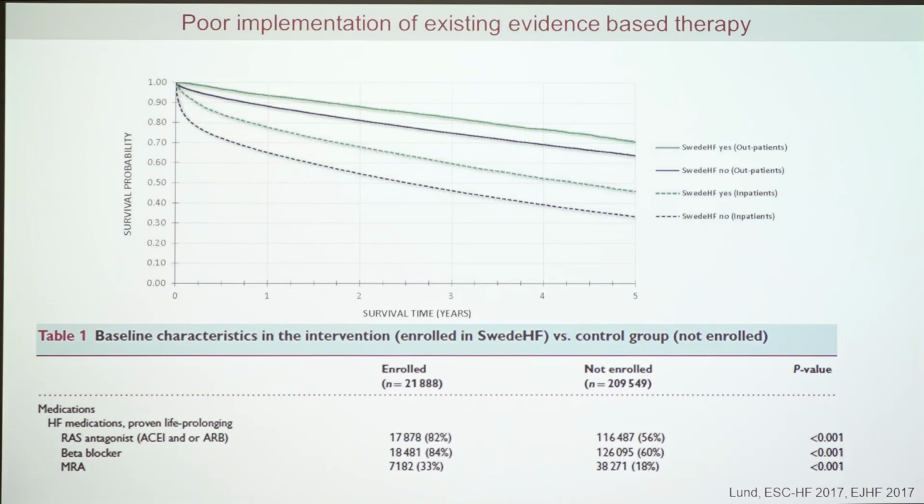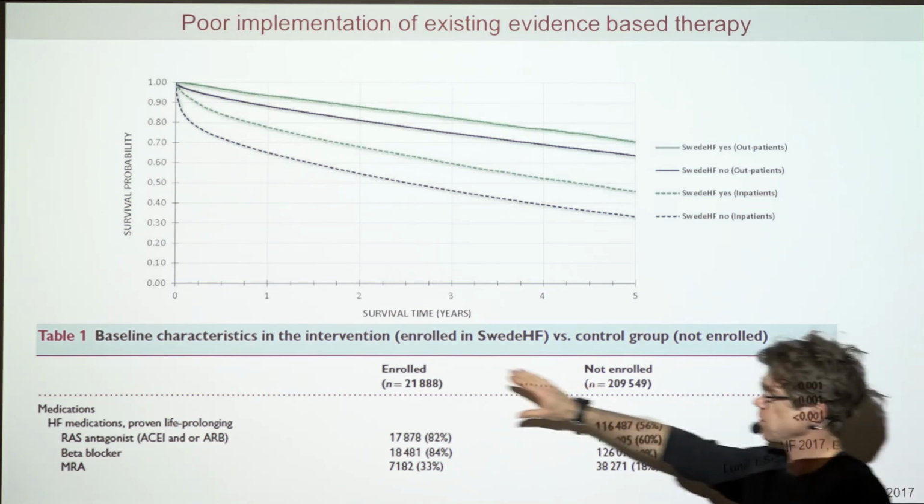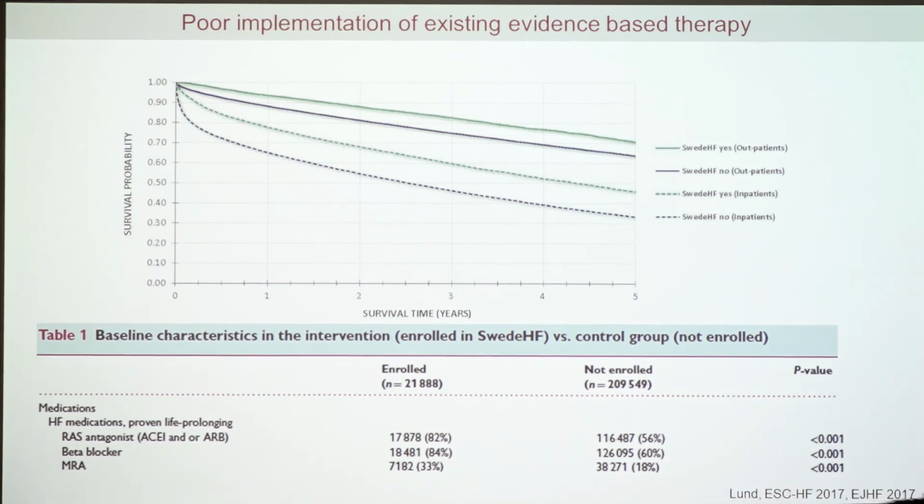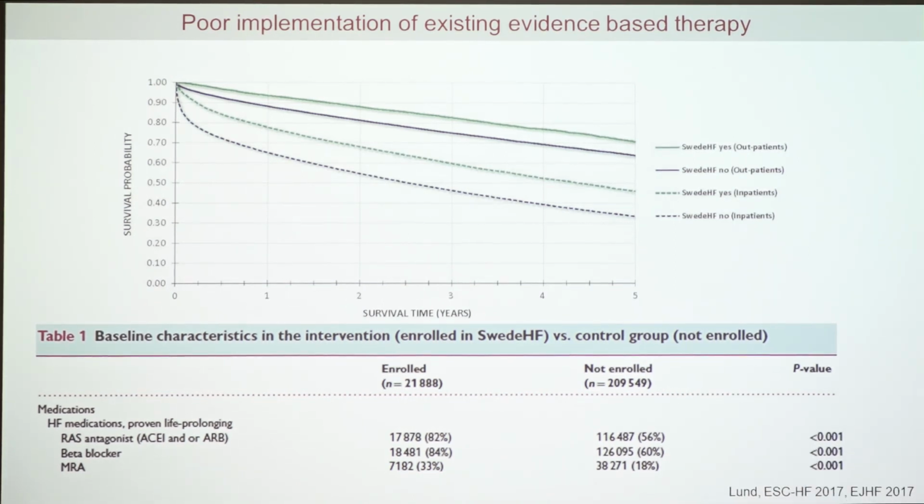But why is it important to be in the registry? What is it about the registry? The registry is also not something you can touch. So if we look at the reasons, we can see that patients in the registry, they get much better therapy than those that are not in the registry. So the patients in the registry get the drugs that they're supposed to get. They get evidence-based therapy. And if you're not in the registry, you don't. So that's the reason. But how do we know that's the reason?